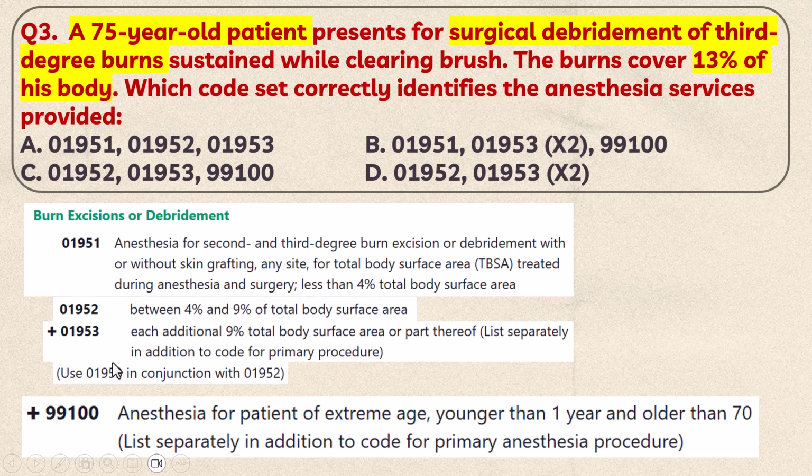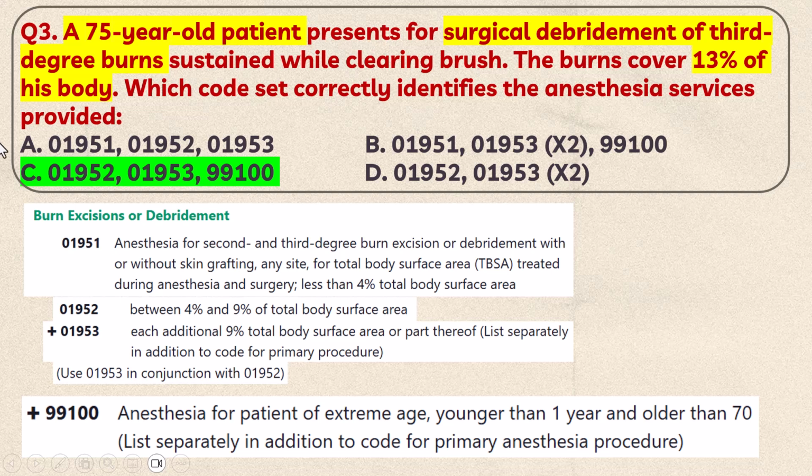So here you have to be careful. The add-on code should be used with 01952, not with 01951. Here within brackets it says use 01953 in conjunction with 01952, not with 01951. So 01952 is for up to 9%. So another 4% is the rest there. So for that you have to use the add-on code. So the first code will be 01952 and the add-on code will be 01953. And for the extreme age, you can use the add-on code 99100. So that is for anesthesia for a patient of extreme age, younger than 1 year and older than 70. So the correct code will be answer C.